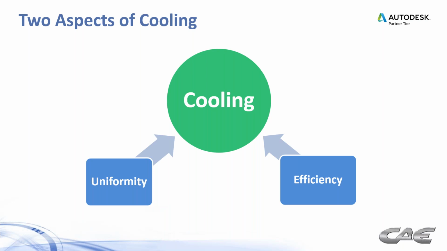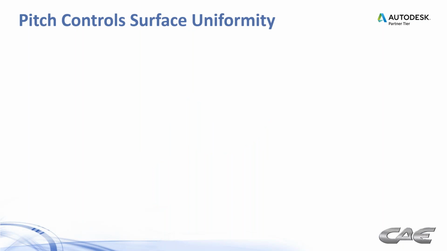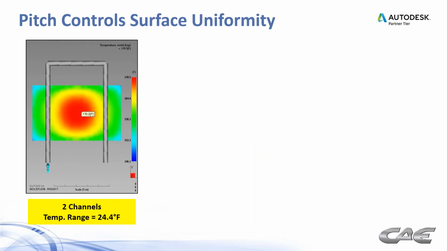So when we do analysis, there's really two aspects that we look very closely at. One is the uniformity and the other is efficiency. So let's focus on the uniformity first. And this is just a very basic model that we have here just to illustrate the point. So let's say we have a flat plate and we have two channels.